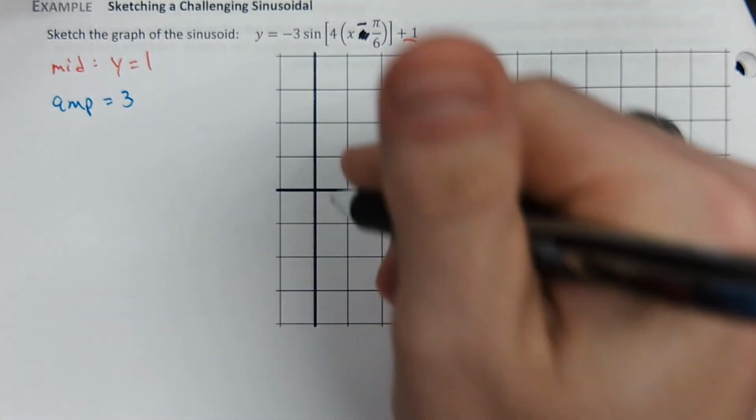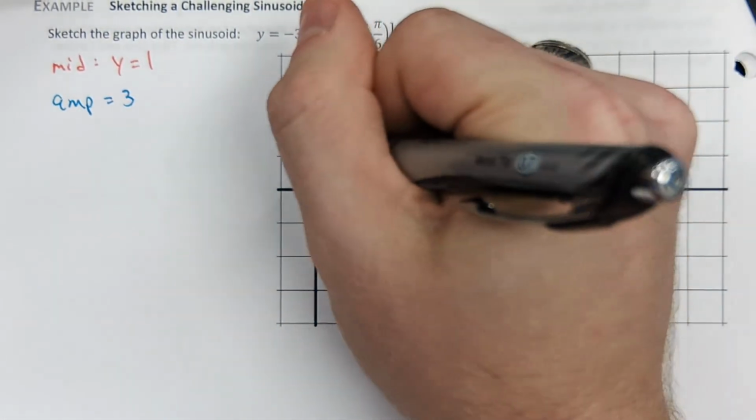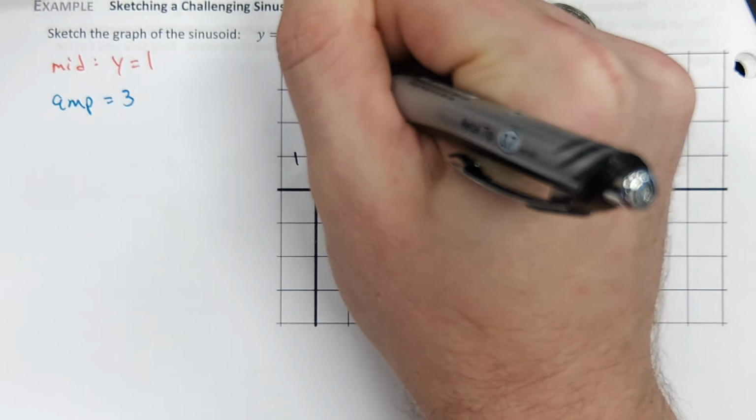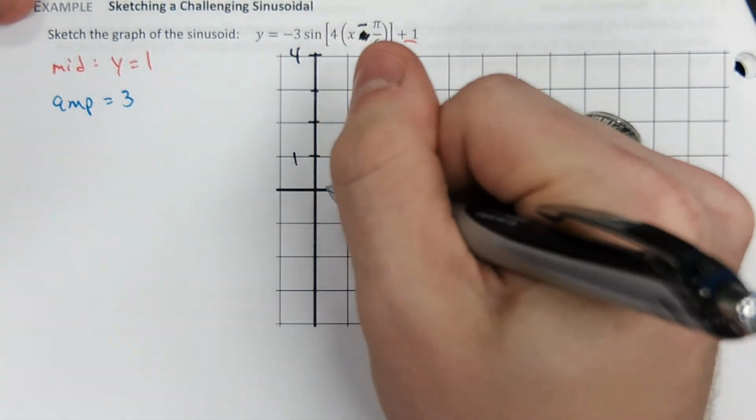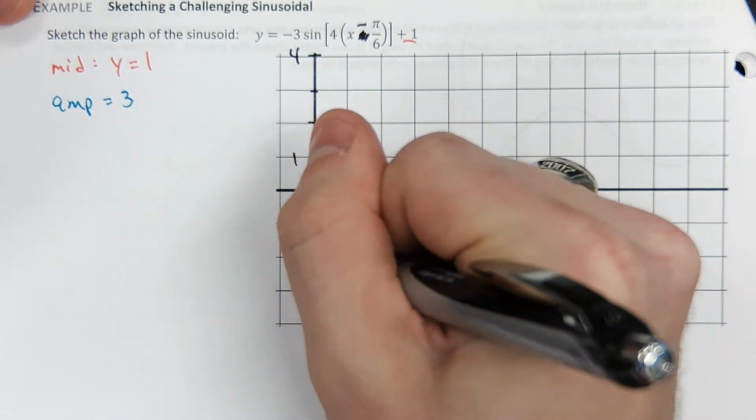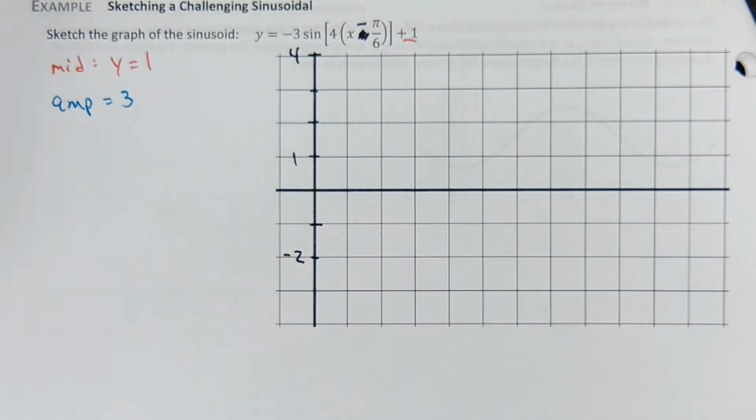So I'm going to go ahead and go by 1s. And you might notice that I'm only putting the midline, minimum, and maximum on there, because those are really the only places we care about. Awesome. Same as before, period length. We're going to need to know the period length because cutting it into fourths is going to tell us how far apart our important points will be.